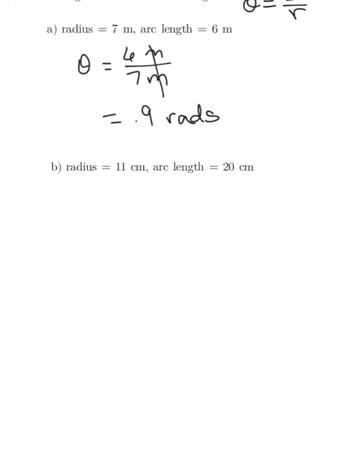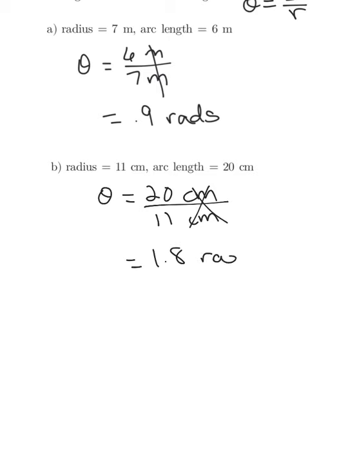On problem B, we are told that our radius is 11 centimeters and our arc length is 20 centimeters. So to find theta, we're going to take arc length, 20 centimeters, divided by radius, 11 centimeters. The centimeters over centimeters cancels. Take 20 divided by 11, you get 1.8. Theta is radians.